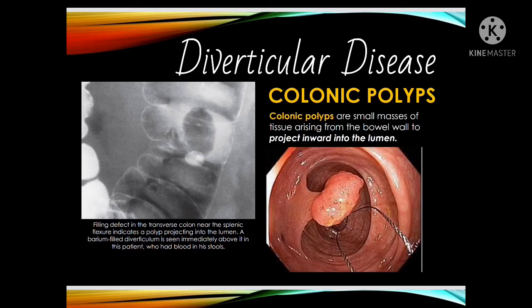Another neoplastic disease is colonic polyps. These are small masses of tissue arising from the bowel wall to project inward into the lumen. Polyps are more frequently noted in the left colon and particularly in the rectosigmoid areas. Although most polyps are asymptomatic, all should be removed, especially adenomatous polyps, which pose a greater risk of malignancy. Those over 2 centimeters in size have a malignancy rate of over 50%. However, most never reach this size. Patients with polyps may have rectal bleeding, constipation, diarrhea, or flatulence, but most are asymptomatic.